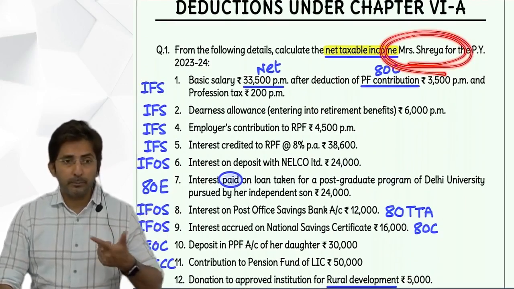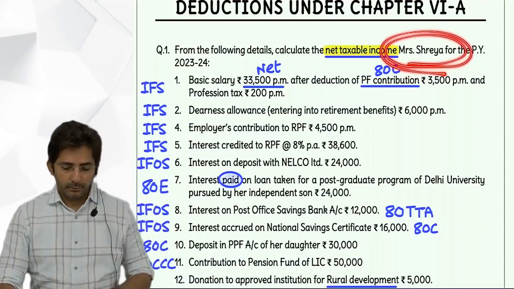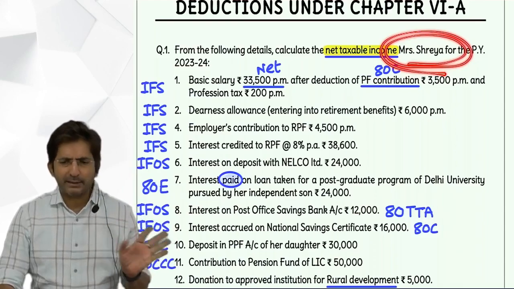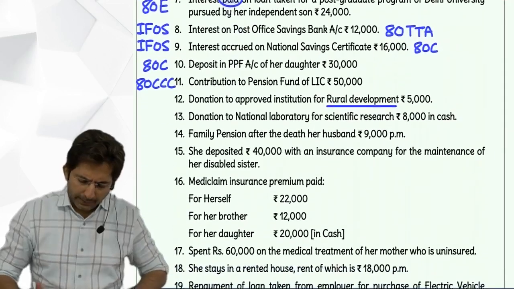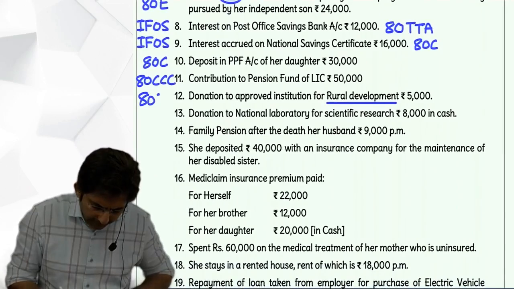Because see, those who are doing business, they get deduction under the head business only. So we have to always check she should not be carrying on business. So here she is not carrying on business. So you can take it in 80GGA. So write there 80GGA.